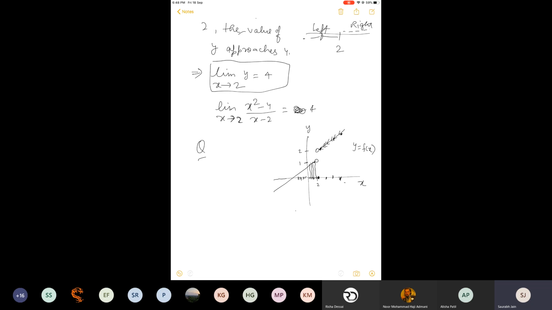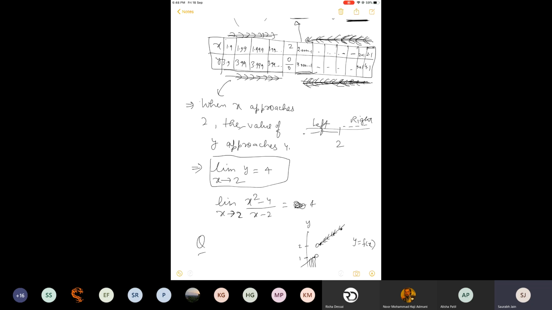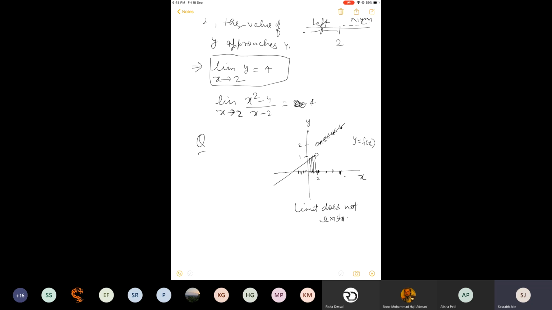In this particular case, limit does not exist. Limit does not exist. Why? Because, as I told you, when you are coming towards a particular value of x from the left or right side, the value of y should approach the same number, which is visible from this table that it is 4. But is it so from this graph? No. In one case it is approaching 2, in the other case y is approaching 1. So that is why in such cases limit does not exist.